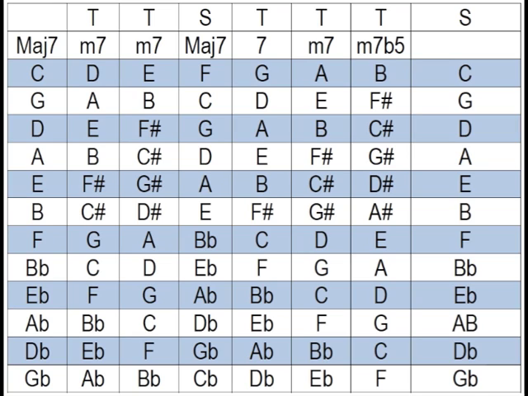So in closing, you can only find a major seventh chord on the first and fourth note of a major scale, a minor seventh on the second, third, and sixth note of a major scale. Those are the only three places you can find them. A seventh chord on the fifth note of a major scale, and a minor 7 flat 5 on the seventh note of a major scale, and that's it.